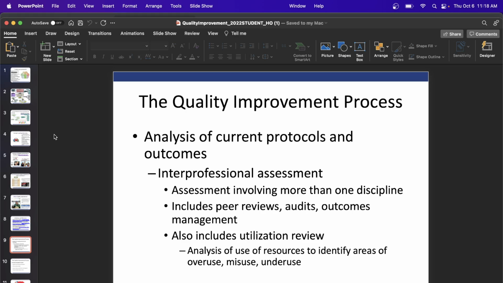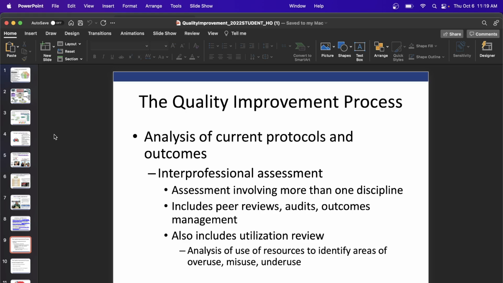All right. So the quality improvement process, we analyze protocols that we are using in our hospitals to keep our patients safe. We are doing interprofessional assessments, again, to improve the quality of care. And we're determining by using audits if what we're doing is indeed working. Utilization review is analyzing, again, the data and looking at fiscal resources. Are we overusing or underusing resources available to us?